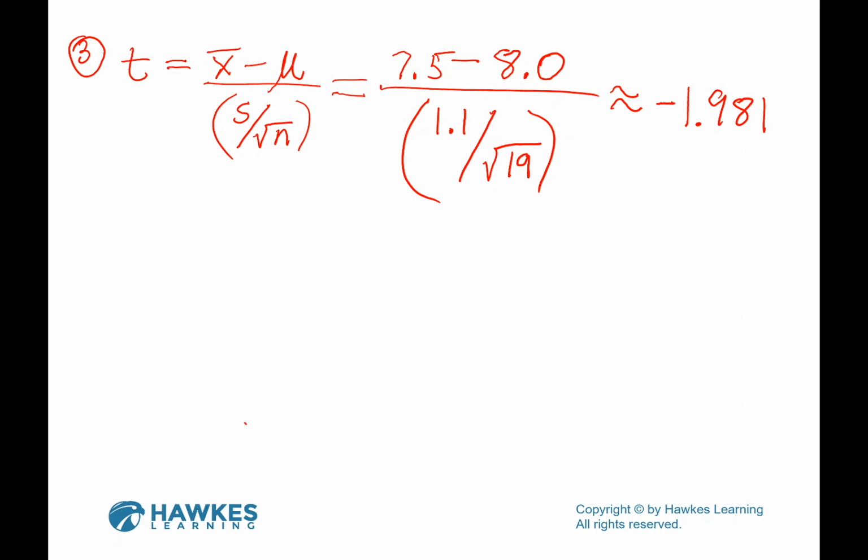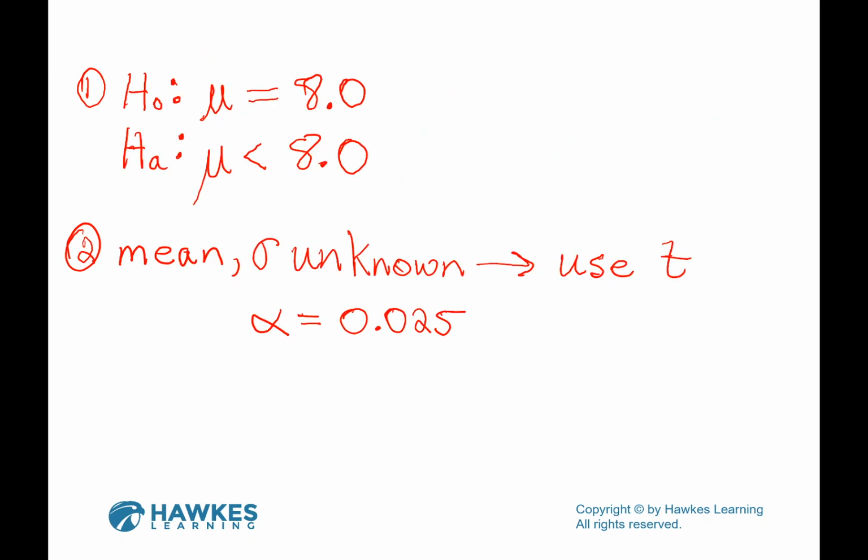Okay, so last step, we need to make our conclusion. No p-value involved here. What we're going to use instead, we need to come up with a critical t to figure out where our rejection region is. So to do that, we need to go back and get some information. One thing we need is to see that this is a left-tailed test. And we have a less than symbol in our alternative. That's left-tailed.